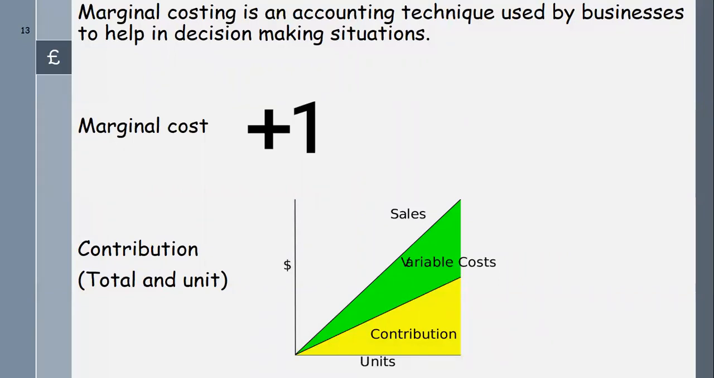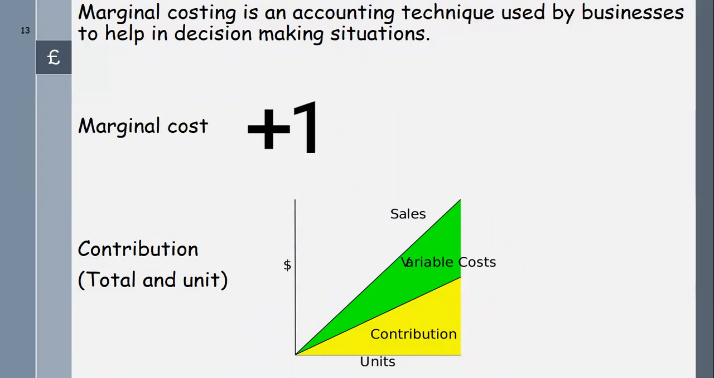But in order to get onto that, we need to look at 2 new words. We need to have a look at what marginal cost means and contribution. So marginal cost just means the cost needed to make one more unit. Now, you'll recognize me saying that from last lesson. So marginal costs are very much linked to variable costs. The costs involved in making one more unit.